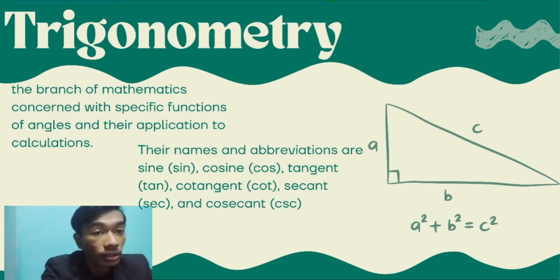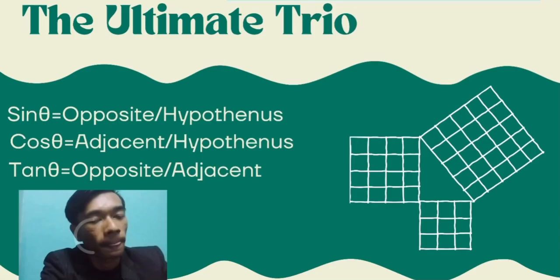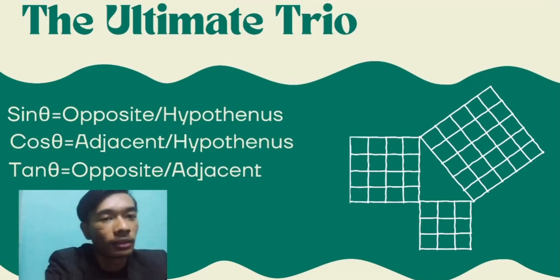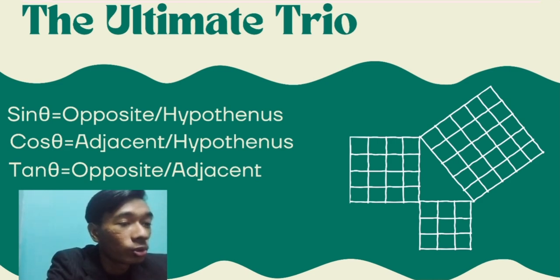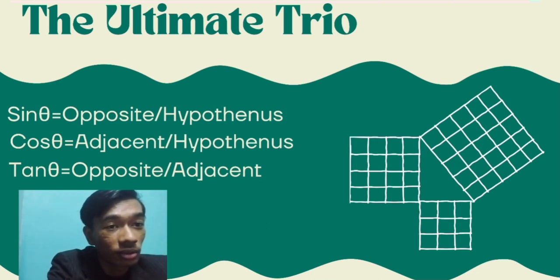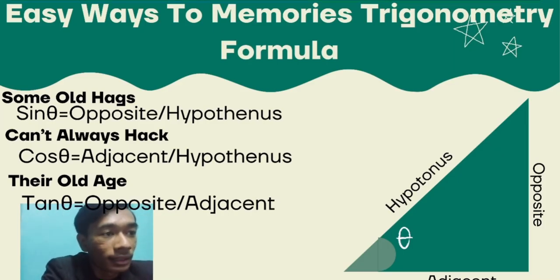Their names and abbreviations are sine, cosine, tangent, cotangent, secant, and cosecant. The formula is sin theta equal opposite over hypotenuse. The second is cos theta equal adjacent over hypotenuse, and the last one is tan theta equal opposite over adjacent. Okay, an easy way to memorize the trigonometry formulas.